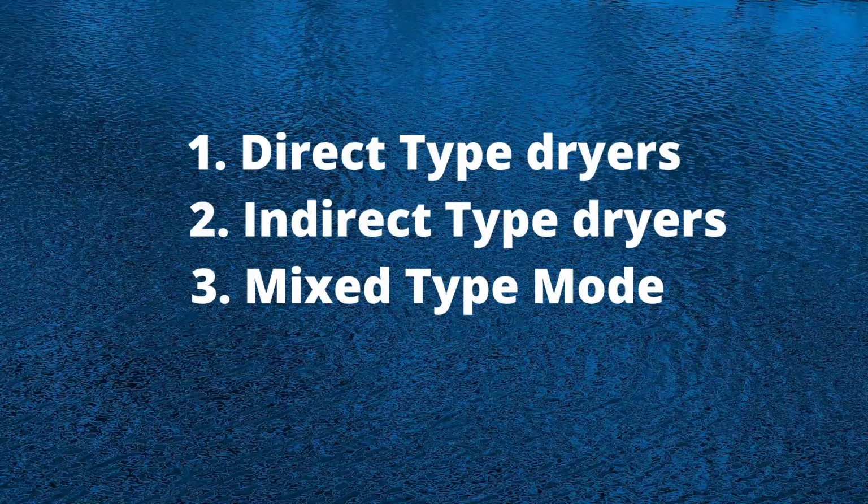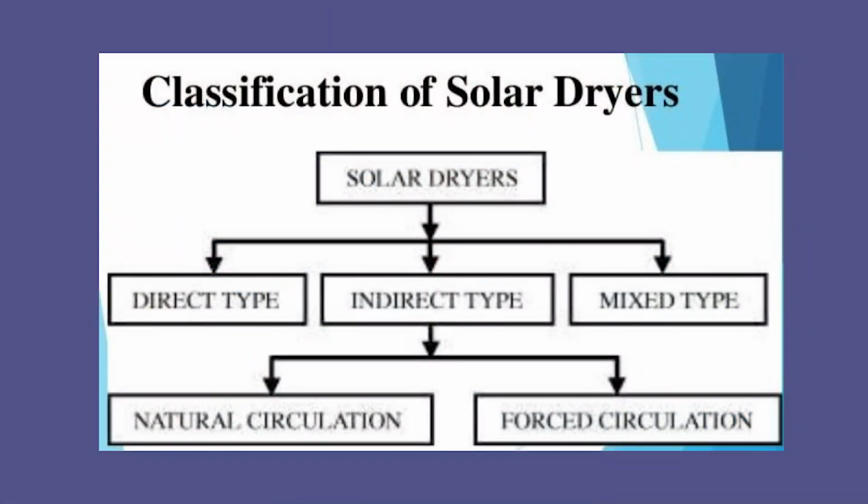So we can classify the solar dryers into basically three modes: direct type dryers, indirect type dryers and mixed mode dryers. Direct type means the direct solar radiation is utilized. Indirect type dryers use the indirect solar energy in the form of heated air, and in mixed mode we use both direct radiation and heated air with the help of solar energy. Further, these three types are classified into natural circulation and forced circulation. Natural circulation means the air flows by buoyancy, and in forced circulation we use a fan to force the air to flow.